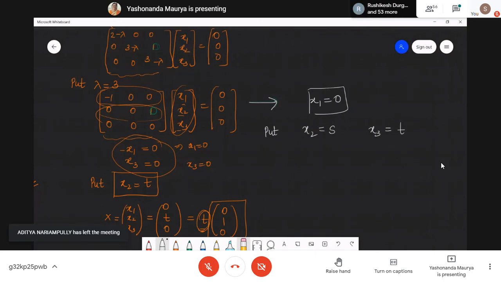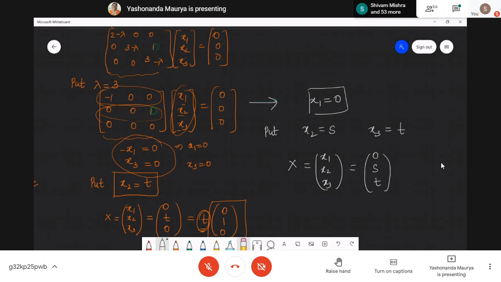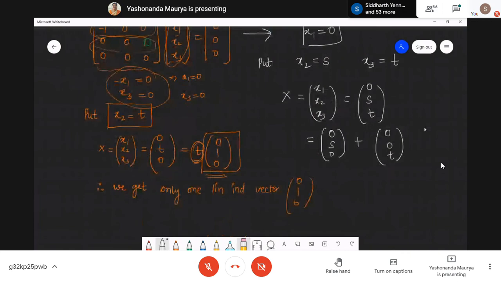The moment we do this, how will our variable vector look like? It will be x1, x2, x3. So this will be equal to, it will be 0 here. This is s and this is t. Now what I'll do is, I'll separate the terms which contain only s and the terms which contain only t. So it will be 0, s and 0 plus 0, 0, t. Check out this expression. Is this clear? So what is going to happen here? It will be 0, 1, 0. Here I'll get s. I'll take out t common from this one, 0, 0, 1.